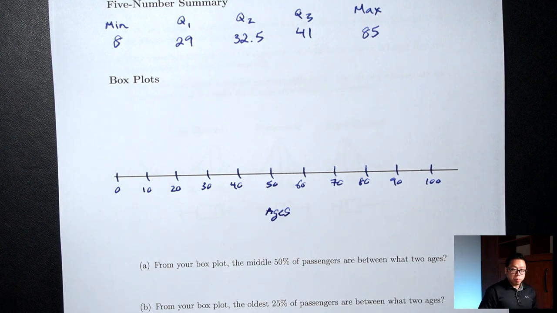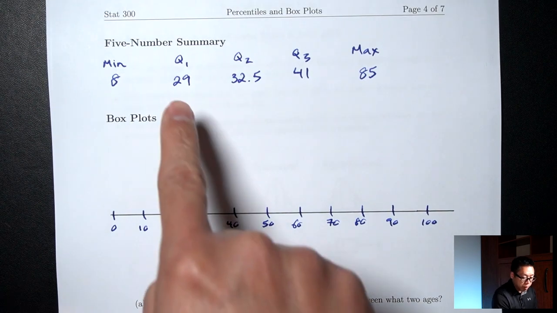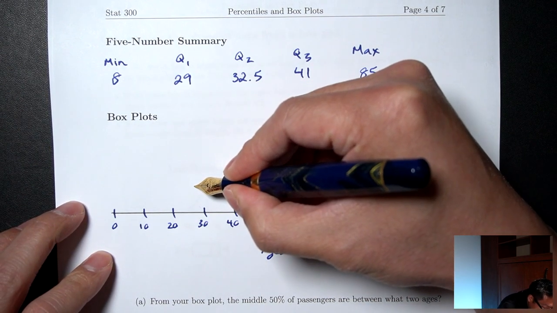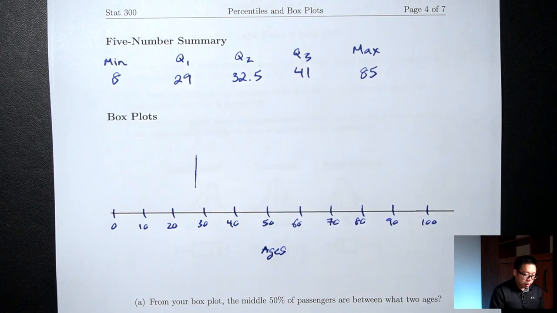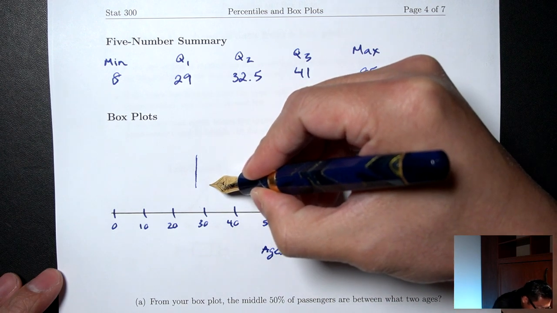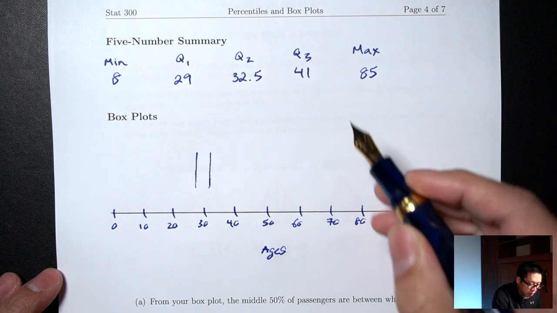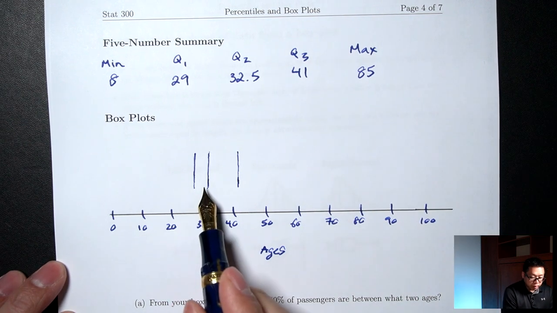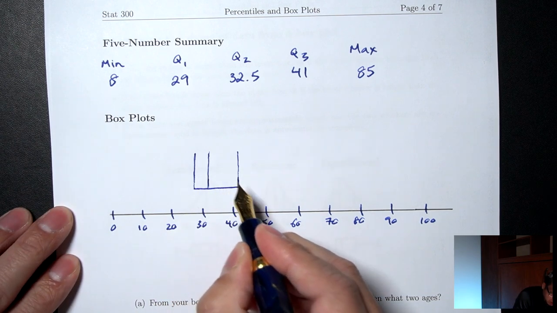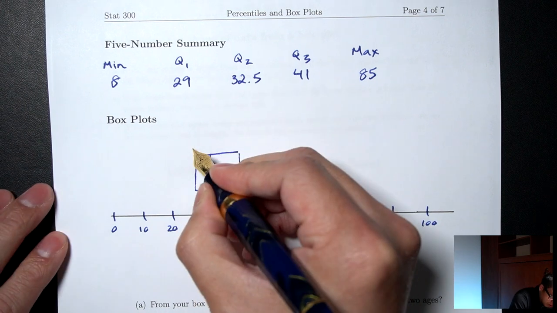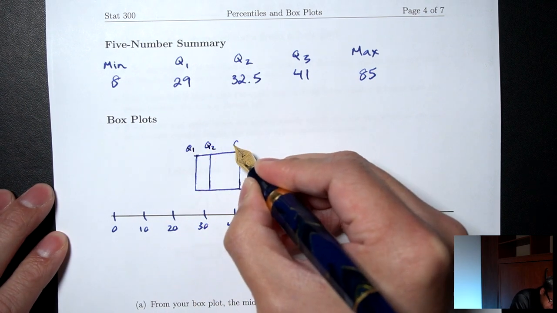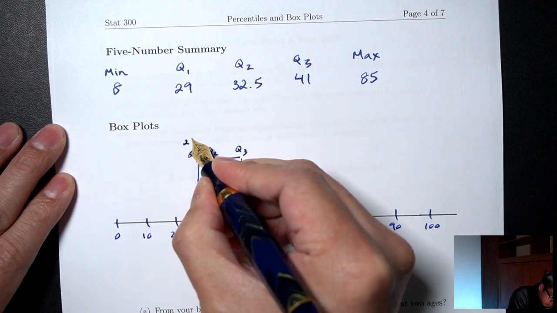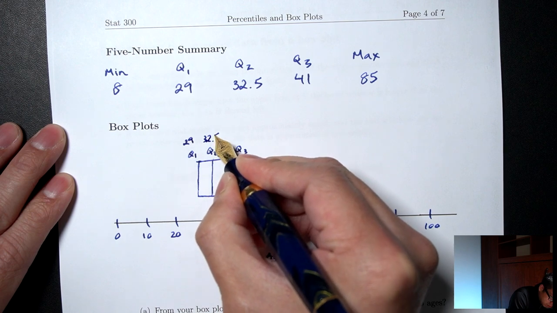It's called a box plot, so we should be drawing a box. And the box comes from Q1, Q2, and Q3. So Q1, 29, which is right here. Q2, 32.5, somewhere right here. Q3, 41, which is somewhere here. So that's Q1, Q2, Q3, and that's going to form my box. This is supposed to be Q1, this is supposed to be Q2, and this is supposed to be Q3. Let me actually write the numbers also. So Q1 here is 29, Q2 is 32.5, and Q3 is 41.